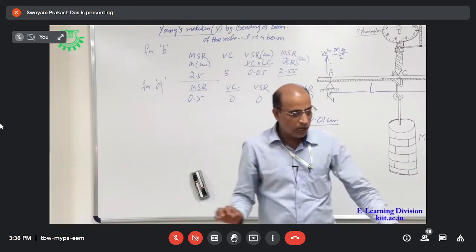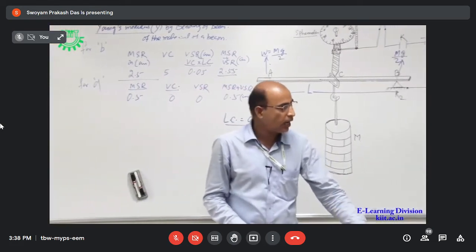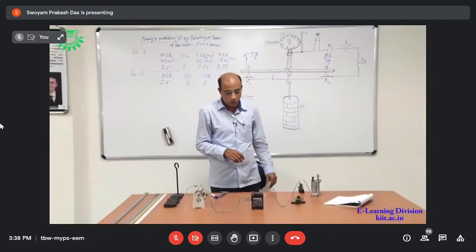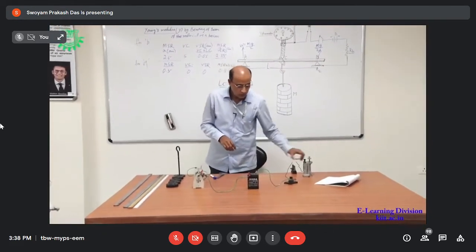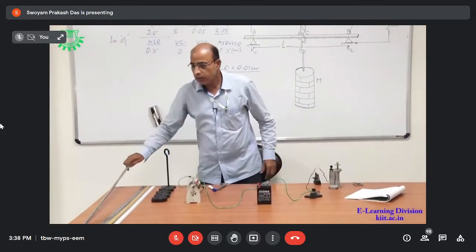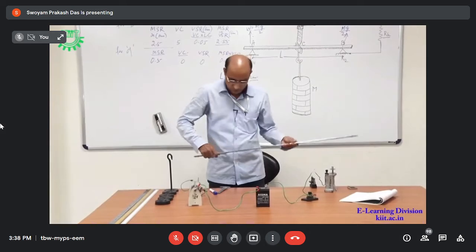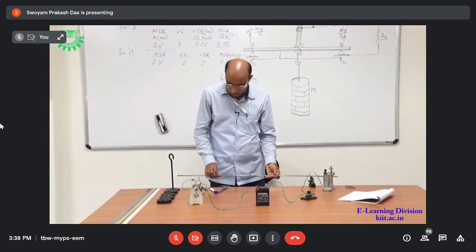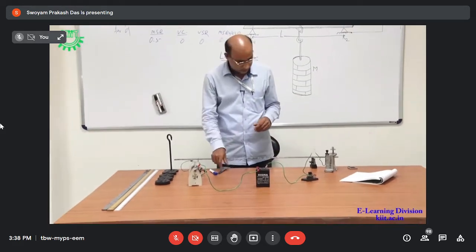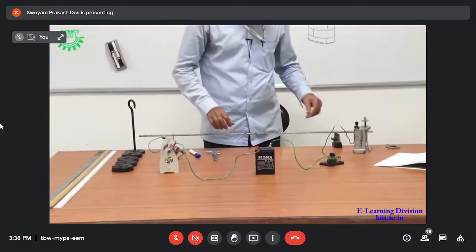Then we will come to the arrangement according to the circuit connections given in the diagram on the whiteboard. We will connect here, then we will place the beam horizontally on the knife edges with a particular length in between these two knife edges.